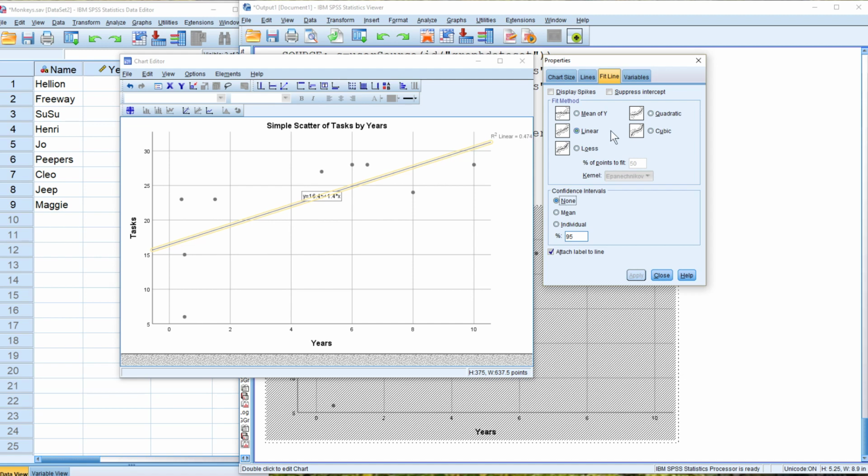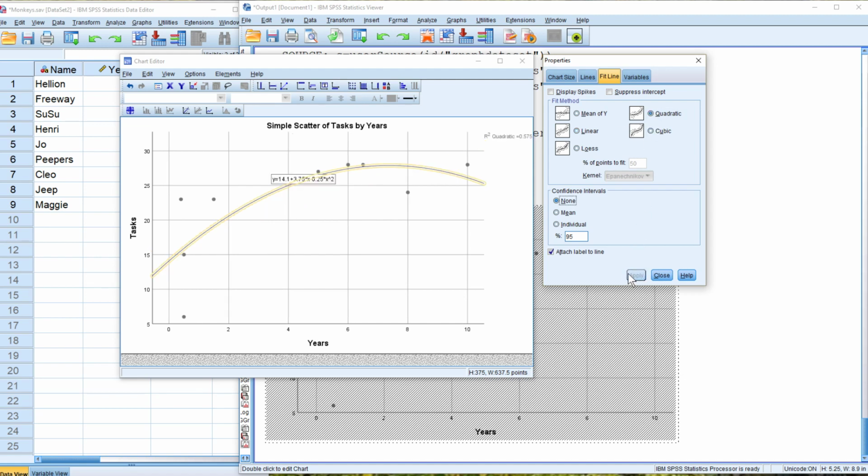So let's try a curved line. So we'll try a quadratic. And it's not perfect, but it is better. So the R squared is now 0.575. And the way a quadratic works is it just adds an extra term into the equation, and that's the years squared. So if you remember your high school math, your quadratic is the x and the x squared term with the constant term.